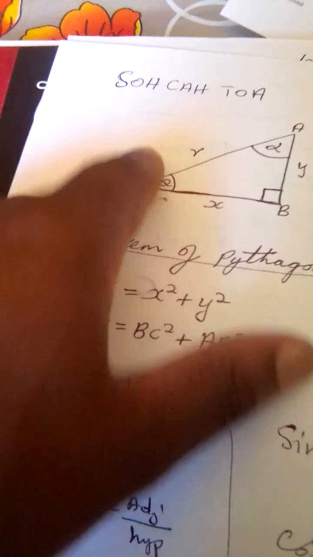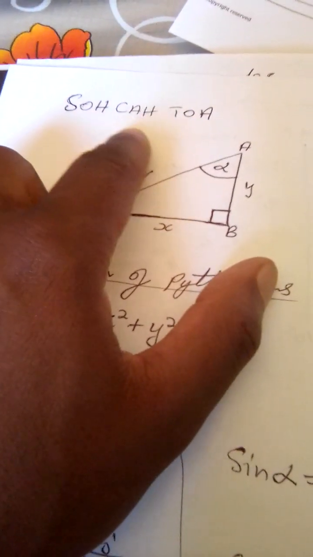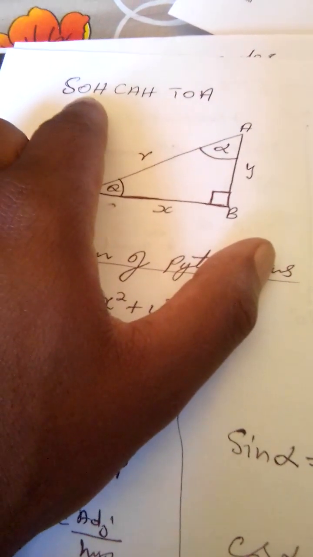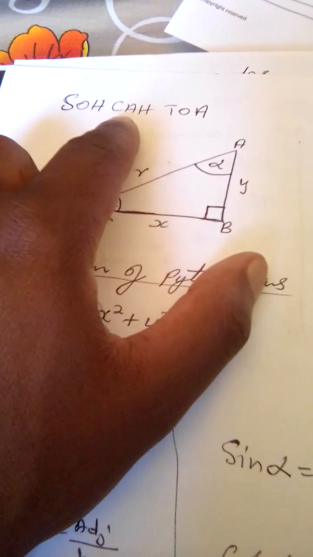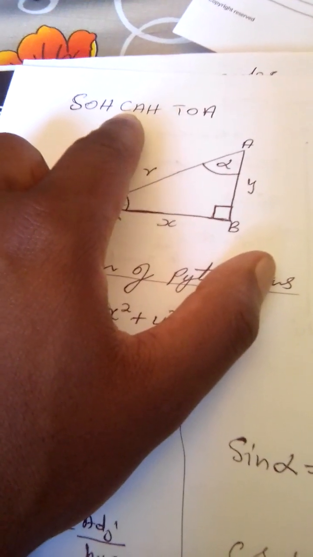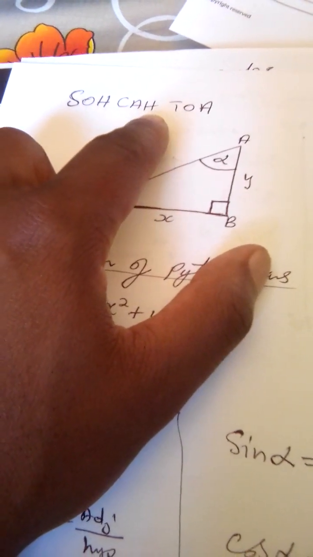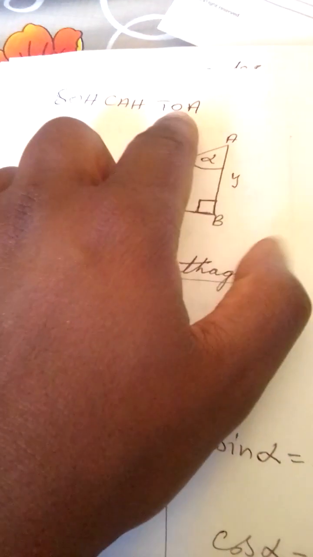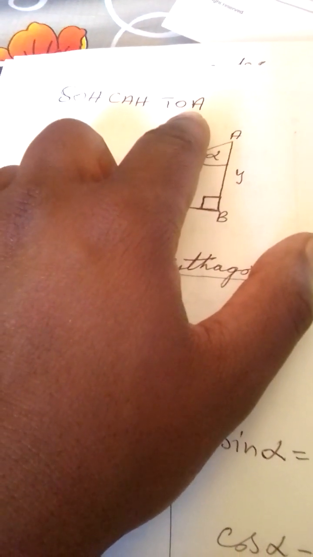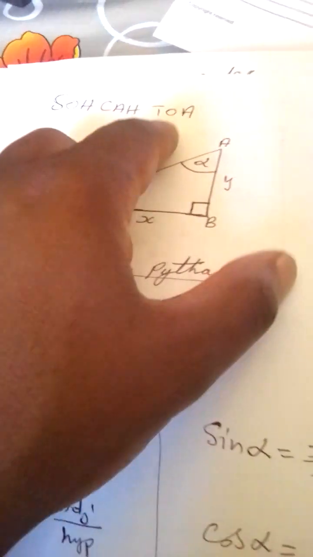Now let's come to what we call SOHCAHTOA. SOHCAHTOA: S stands for sine, O opposite, H hypotenuse; C stands for cos, A stands for adjacent, H stands for hypotenuse; T stands for tan, O stands for opposite, A stands for adjacent.